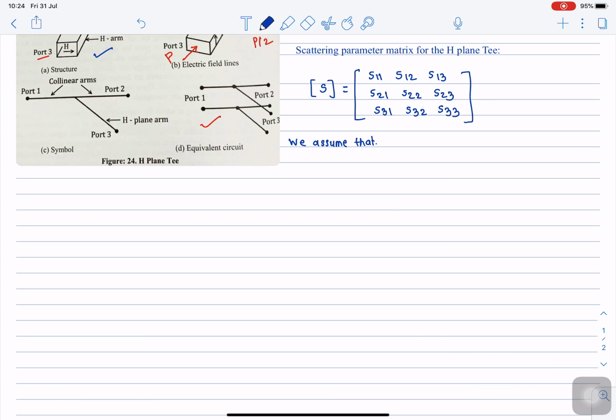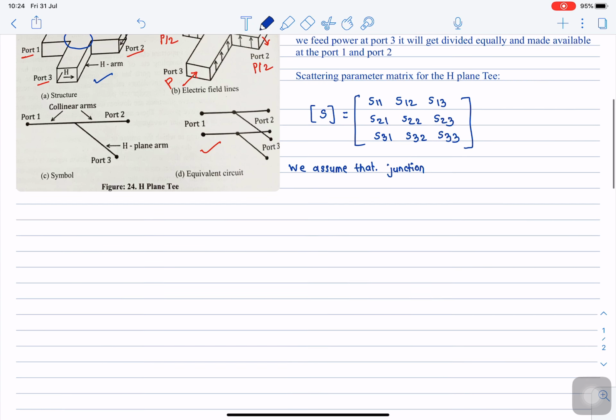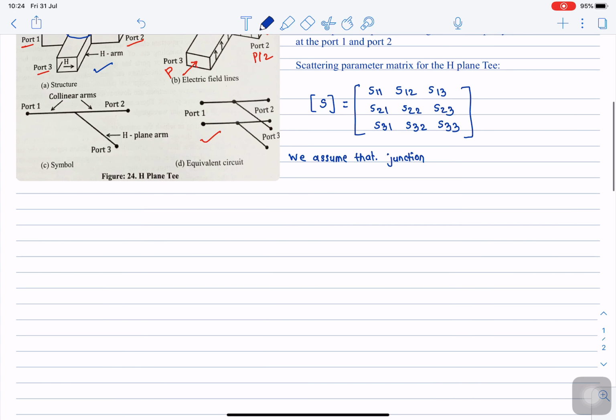See, what do we mean by junction? Junction means a space where all these 3 ports are going to combine with each other. Okay, so this particular space, this particular region over here, is normally called a junction. So a junction is a space where all the 3 ports are going to meet with each other. Okay, so we assume that the junction is ideal.